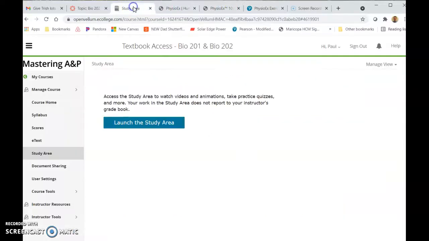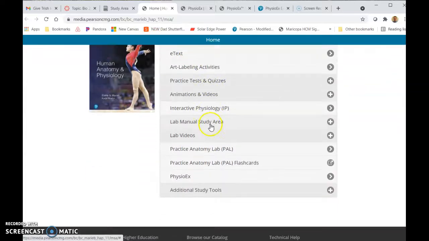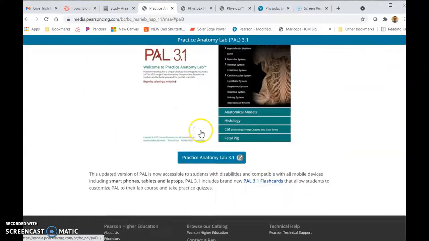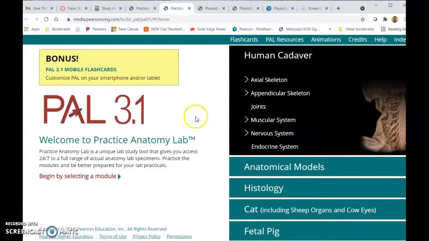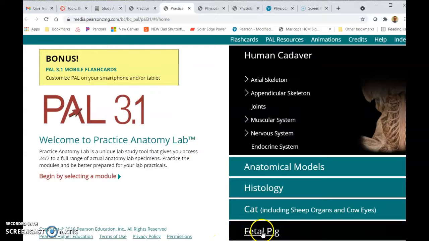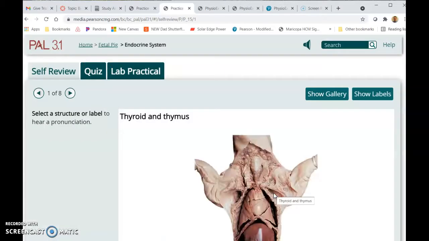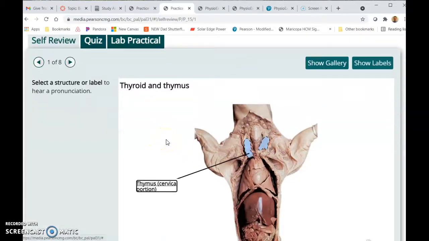I'll go all the way back to study area now. I'll launch it one more time. For the pig, it's under this PAL. Think of the pig as your PAL, Practice Anatomy Lab. And again, you click on there and click on again, Practice Anatomy Lab. And we're using the fetal pig because that's what you would have done if you were in class. So I'm going to click on fetal pig. And we're starting out with the endocrine system. So fetal pig endocrine system. And here's your first picture.